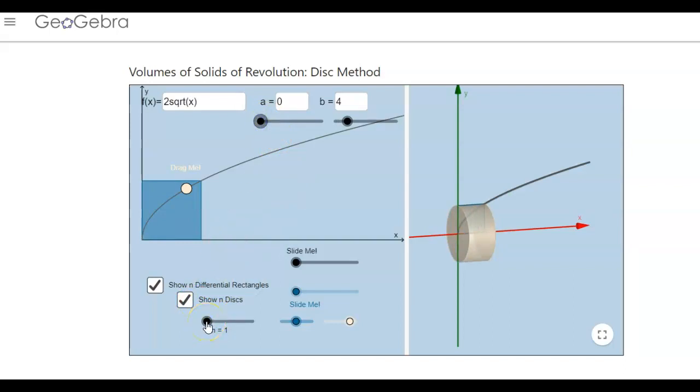Now, what happens if I go from 0 to 4? Well, with one disk, that's not very good. But what if I do 4 disks, 5 disks? What if I do an infinite number of disks? Then I get the exact volume. Okay, and when we do an infinite number of disks, dx goes to 0. So that means we're going to use an integral to find the volume.